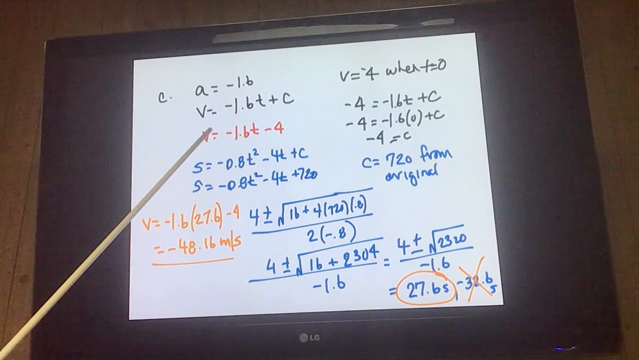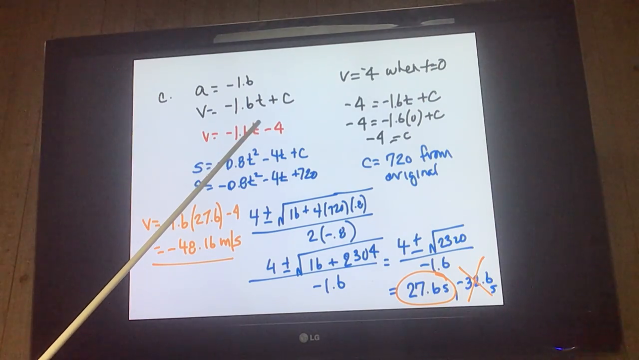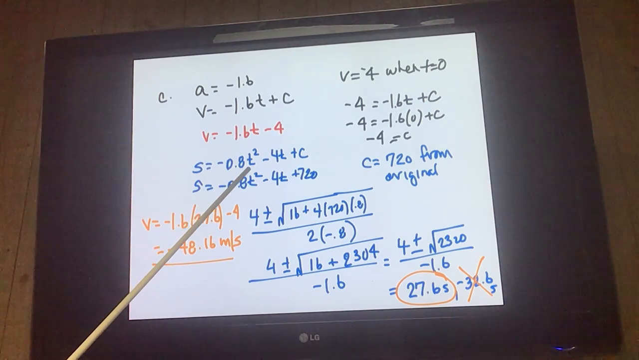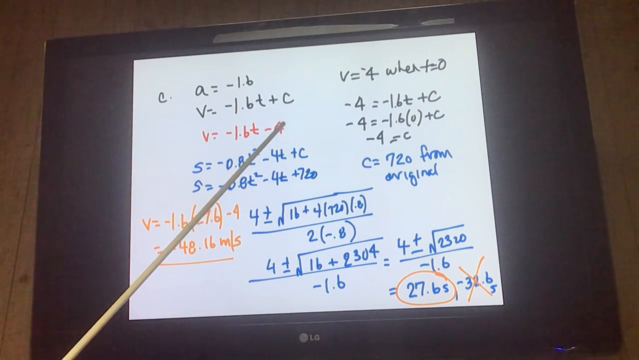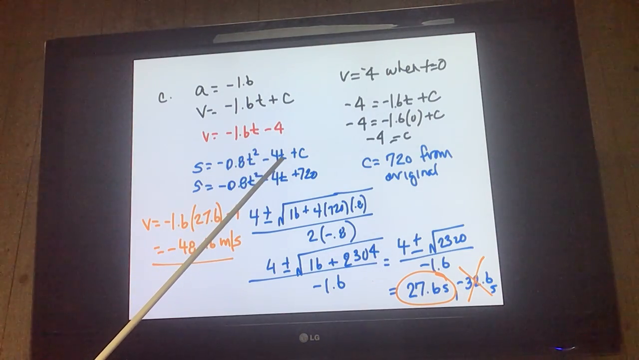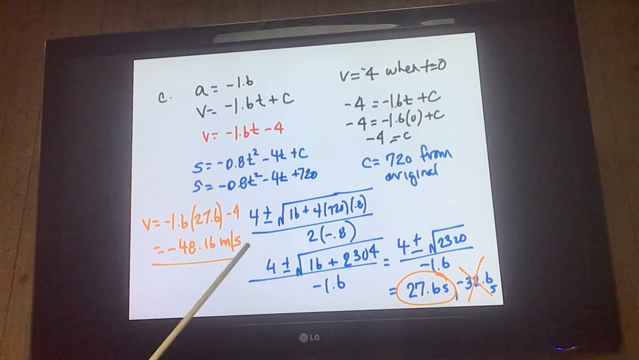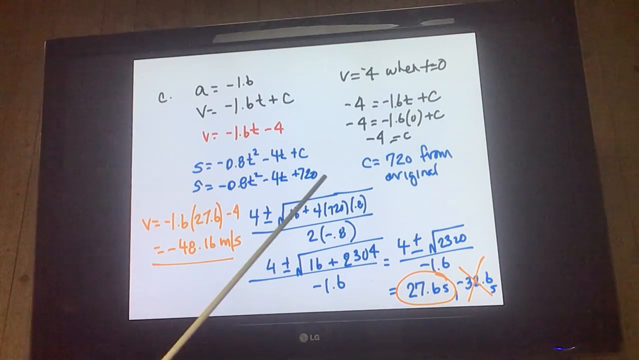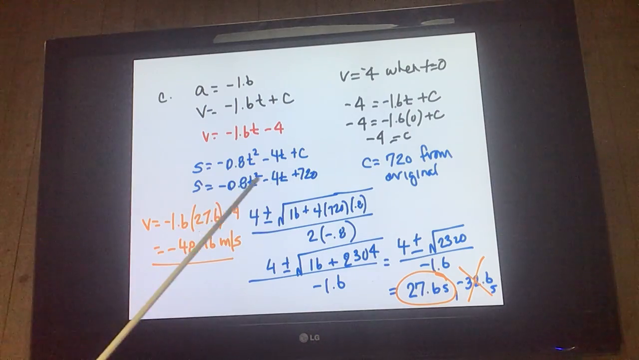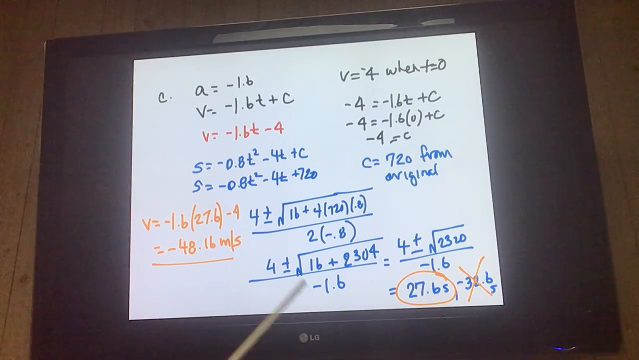I can find position by doing the same thing. Add 1, divide by it, negative 0.8 t squared. Add 1, divide by it, negative 4t plus c. Well, I know my original position is 720, so here's my equation of my position, with 720. All right, so letter C, they ask, well, how long does it take to hit the ground?